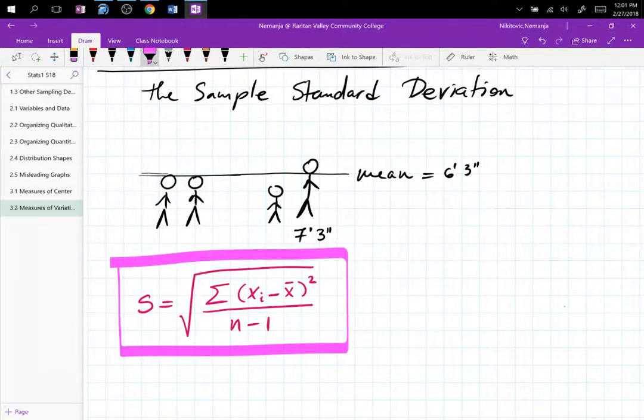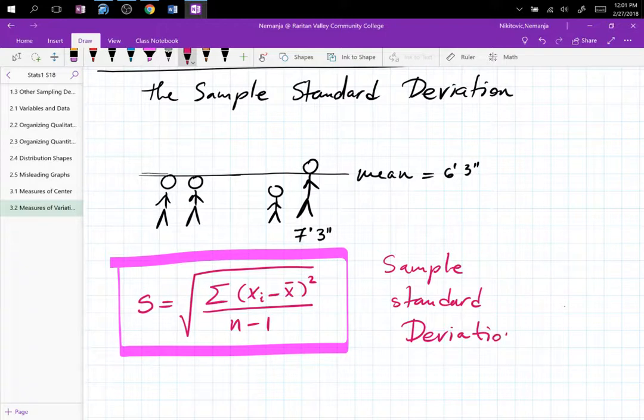So this over here is known as the sample standard deviation. You have the summation, same thing that we talked about, the mean. So you compute each individual one, then you add them all up, and then you divide by n minus 1. N is the sample size.